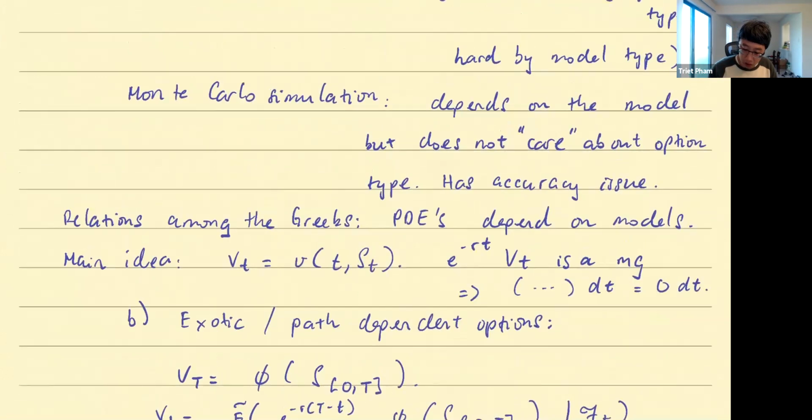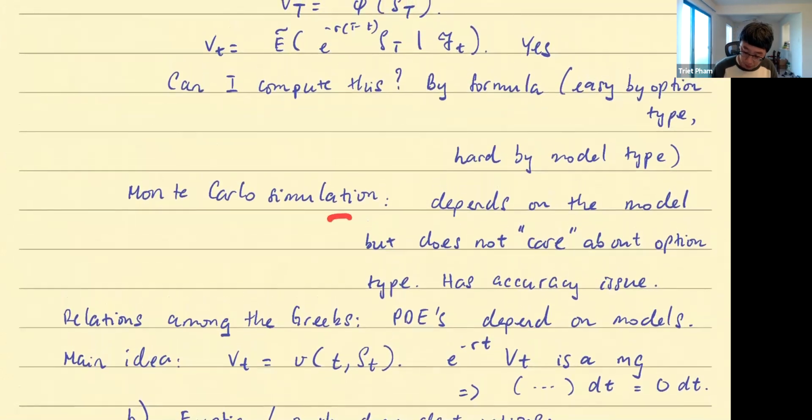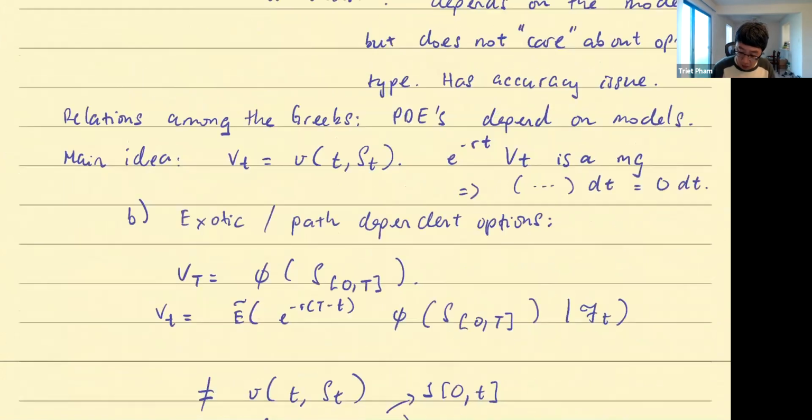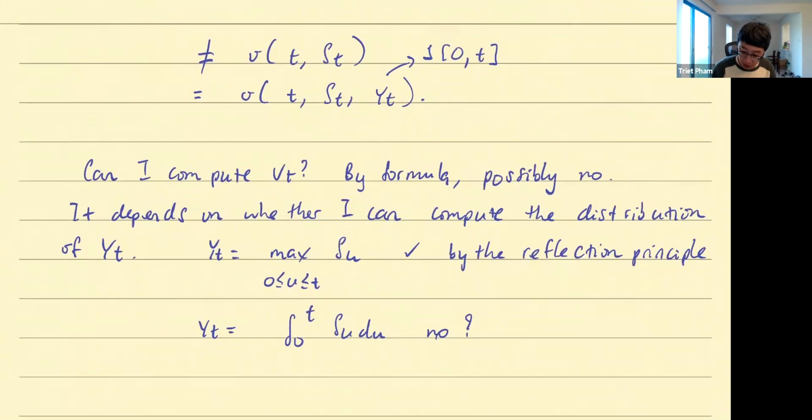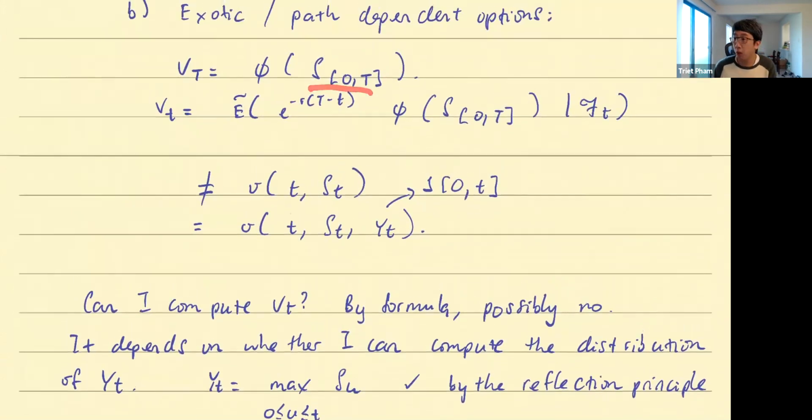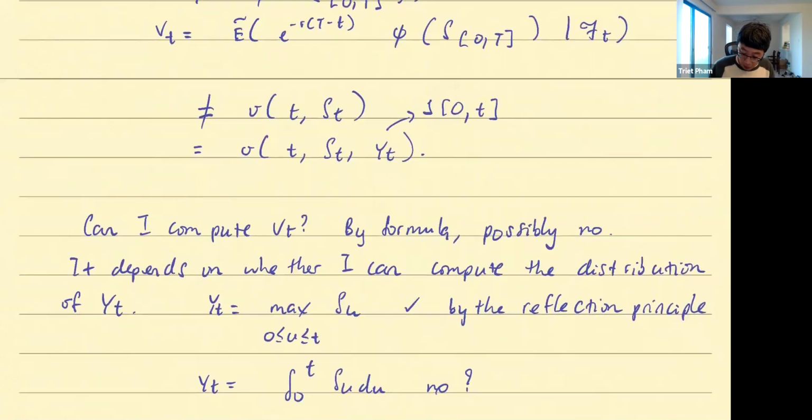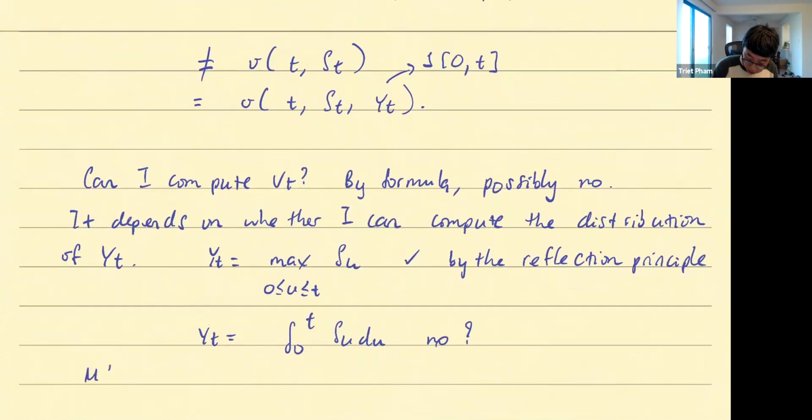And Monte Carlo probably shines here a little bit, in the sense that it doesn't care about what type of option you have. You simulate the whole path anyway. Let's just plug that path into the function, do it so many times, and then average it out. So Monte Carlo, in terms of approach, is still the same.